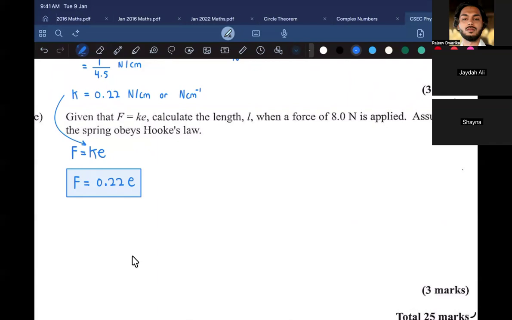Now you have to be extremely careful with this question, Jada, because when you look at it, would you be finding the length or the extension? What would you be finding? That's my question to you. We have force, we have spring constant, and we have extension. They're telling us what the force is, and we know what the spring constant is. What's the only unknown? The extension. But is extension the same thing as the length?